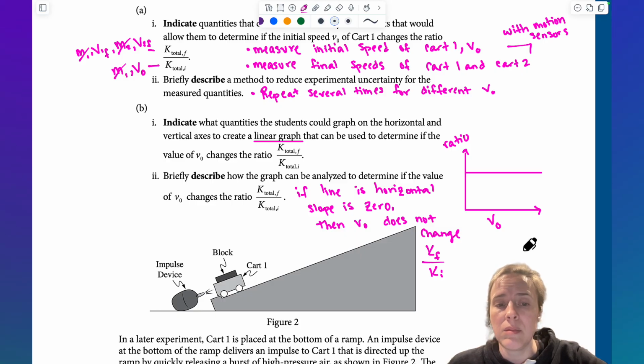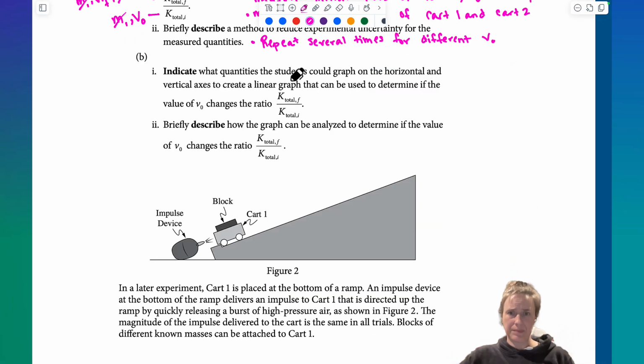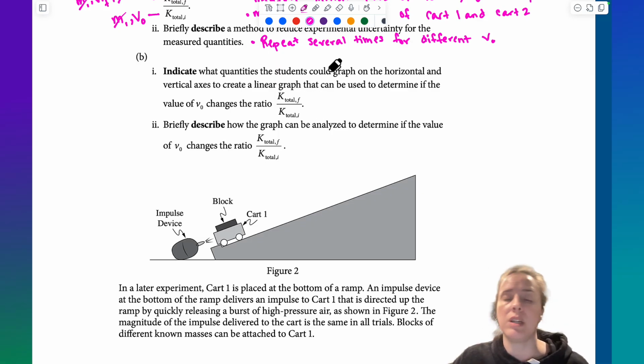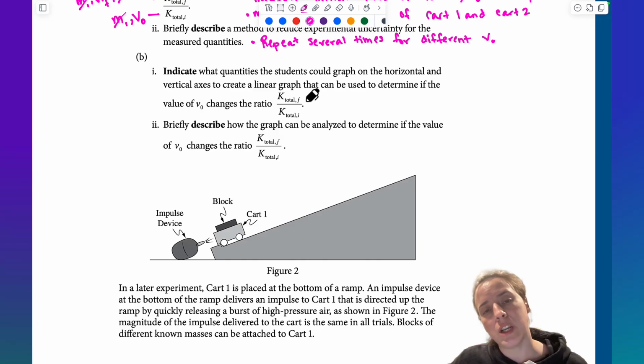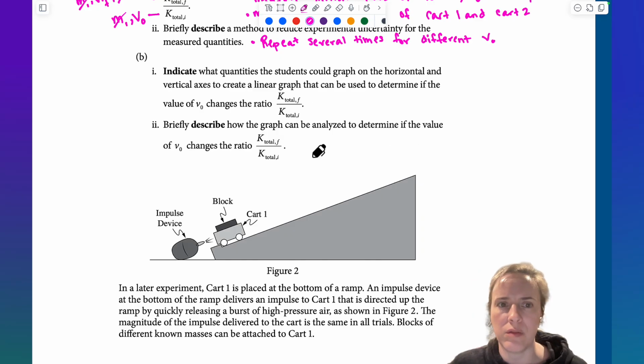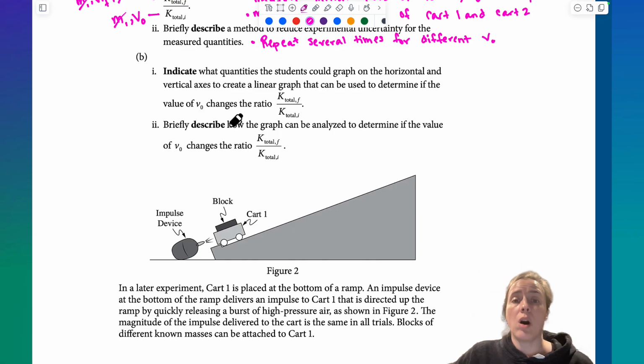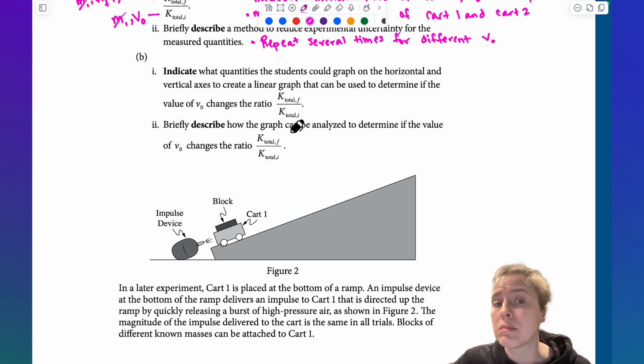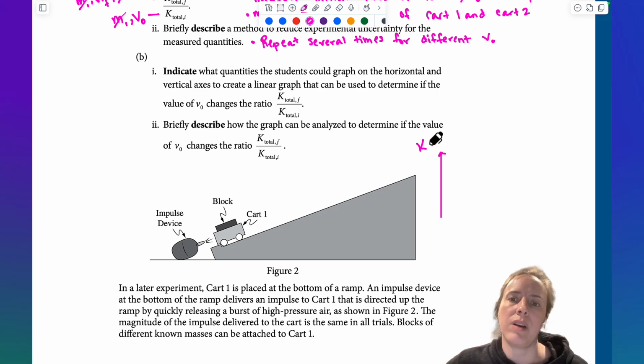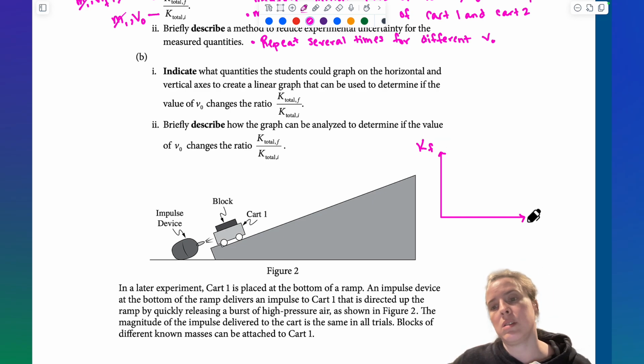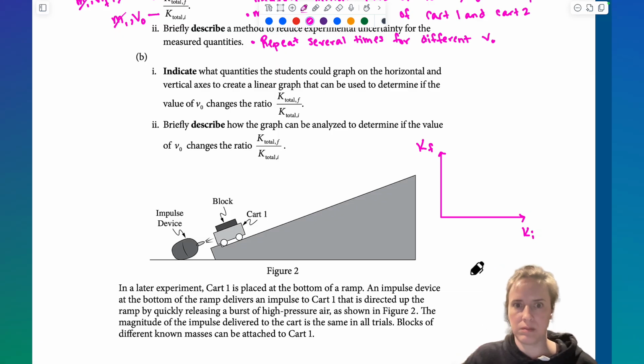That's it. Okay? Another way we could do it, if we didn't want to graph a ratio, because that means we would have to calculate kinetic energy, and calculate the ratio of them. There are a lot of calculations that we'd have to do first. What we could also do is, if this ratio is going to stay the same, I could graph my final kinetic energy versus my initial kinetic energy.